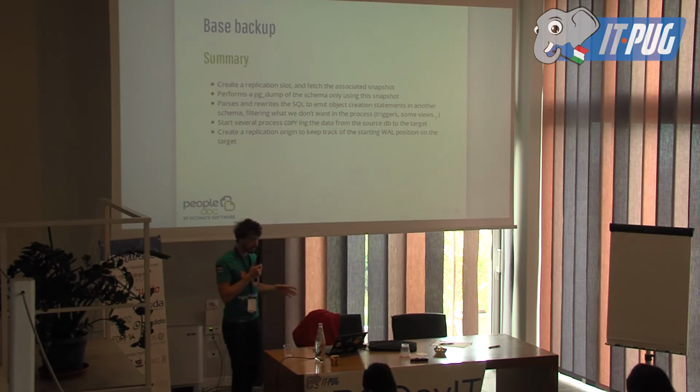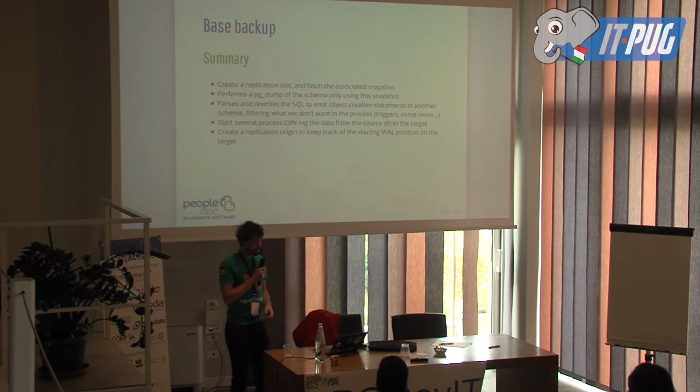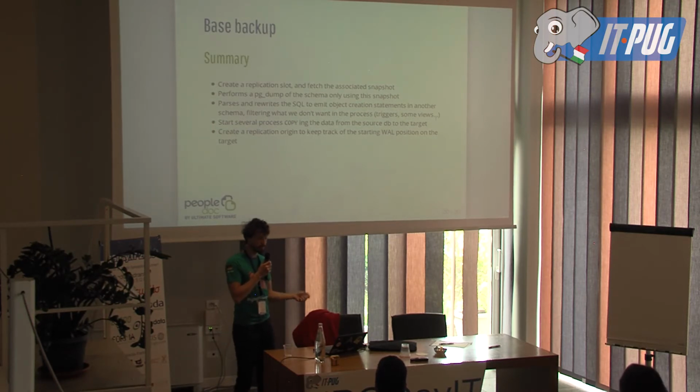So in summary, with the base backup, what we do is create a replication slot, fetch the associated snapshot, perform a pg_dump, and restore this dump with small tweaks, renaming the schemas and dropping things that we don't want in the process. And at the end, we create a replication origin on the target database to keep track of the point at which the dump was done.